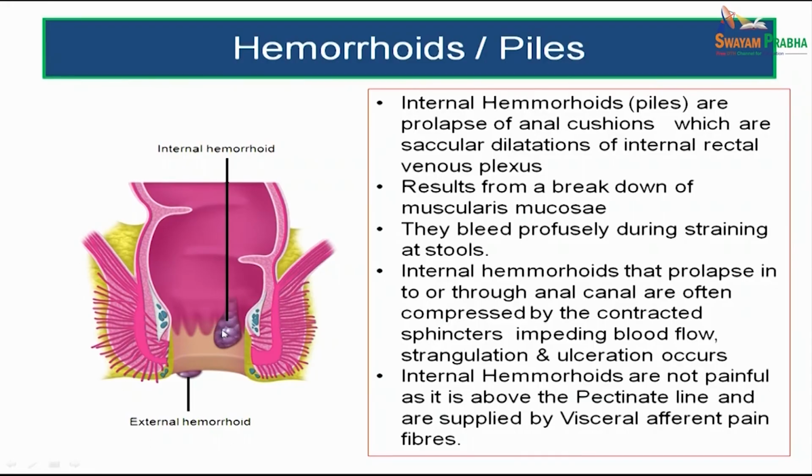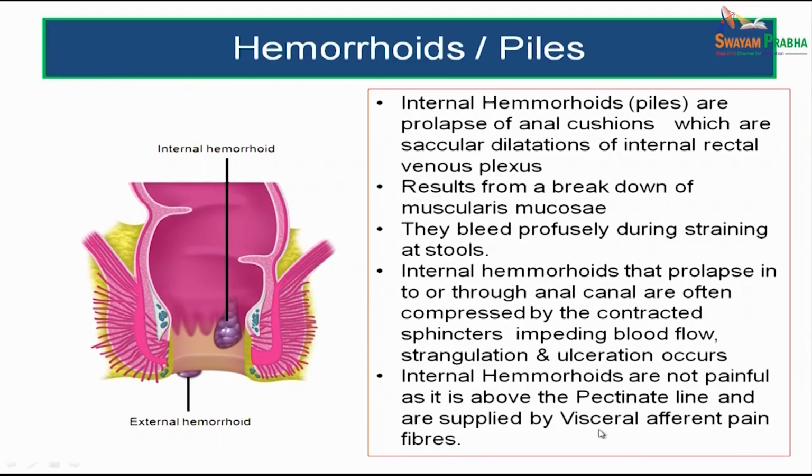They bleed profusely once the patient strains during passing stool. Sometimes what happens is they can prolapse outside through the anal canal and they can be compressed by the contracting sphincter. If it gets compressed by the sphincter, there will be impeding of blood flow, strangulation can occur, and ulceration also can occur. But please remember, internal hemorrhoids are not painful, as I have already mentioned, because they are above the pectinate line and supplied by visceral afferent fibers.